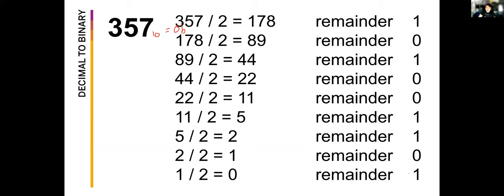Yes, sir. Okay, so we're simply counting kung ilang twos meron for each of these numbers. From 357, there are 178 twos. From 178, there are 89 twos. Quantity and the object representation. From 89, we have 44 twos. From 44, we have 22 twos. Now, are you seeing some pattern here, especially on this slide?